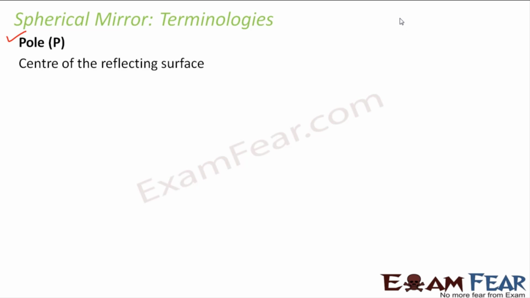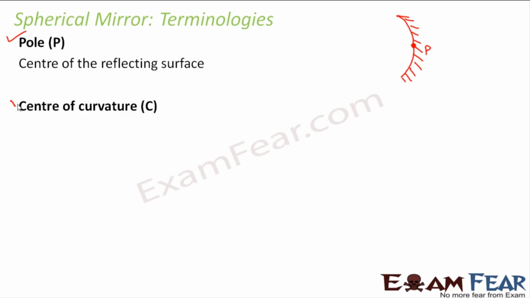Let us suppose I have this spherical mirror. Which mirror is this, concave or convex? The inside is silvered, right? So inside means cave. That means it is a concave mirror. This is my reflecting surface. The center of this reflecting surface is called the pole. That means this point is the pole. It is generally denoted by a capital P.